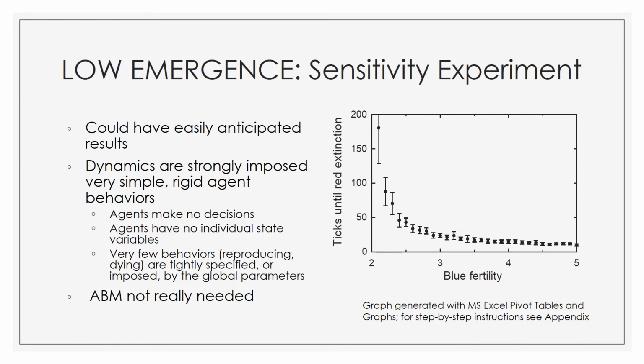While it seems reassuring that the model produced results that were quite as we expected, it also makes us wonder what the value of building an ABM was if it produces results we could easily anticipate. In fact, we chose this model to examine first because it is a clear example of an ABM whose dynamics are strongly imposed by its very simple, rigid agent behaviors. The agents make no decisions. They have no individual state variables, and their very few behaviors, reproducing or dying, are tightly specified or imposed by the global parameters.